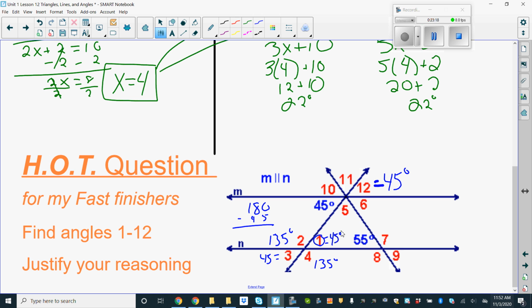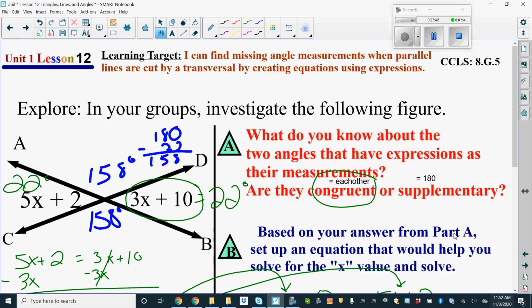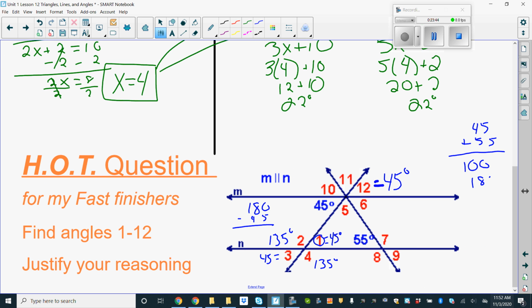Now we have this triangle in the middle, 45, 55, and 5. So we could add up 45 plus 55, and we will get 100. Then we do 180 minus 100 equals 80 degrees. So angle 5 is 80 degrees.